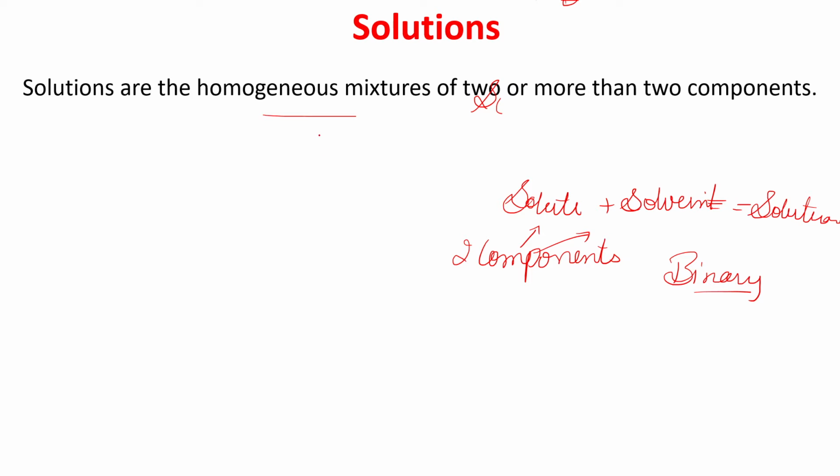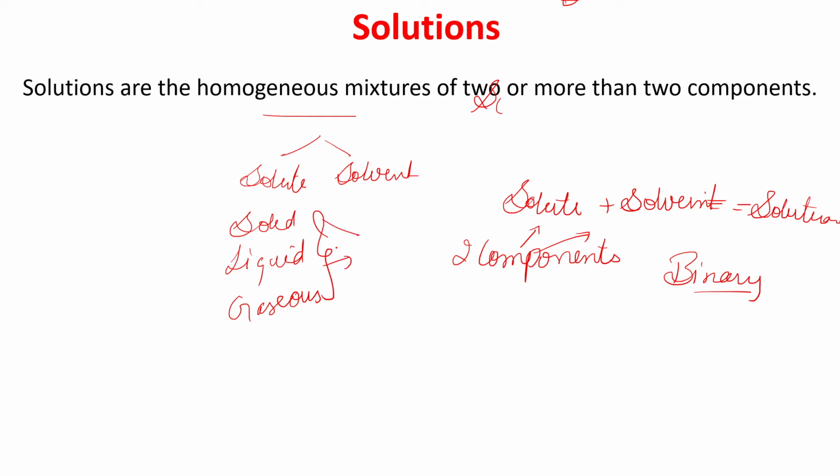The two components, that is the solute and solvent, could both be solid, both be liquid, or both be gaseous, and also combinations of these. So there are different kinds of mixtures. The criterion to be defined as a solution is that it should be homogeneous. Okay.